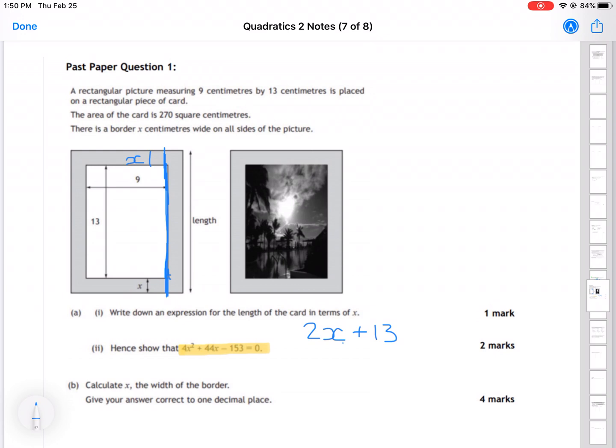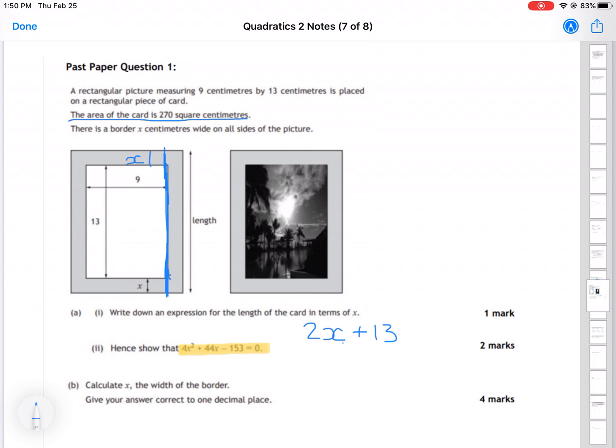Now we're also told, so if we read back up to the question to get part I, the rectangular frame is placed on a rectangular piece of card. So the picture is the white bit and the card is the bit around the outside, the full size. There's a border x centimetres wide on all sides of the picture. Now we're told the area of the card is 270 square centimetres.